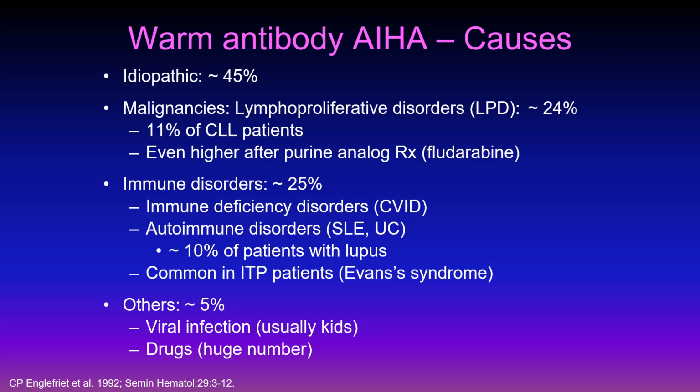It's also common in patients with ITP, who have both ITP, destruction of platelets, and destruction of red cells, called Evans syndrome. And there's a wide variety of other things here which are less common. These don't usually give chronic disease. Viral infections and drugs can cause lots of hemolysis. This is usually transient. So we're going to talk about the things that cause chronic warm antibody hemolysis. It's usually immune disorders, lymphoproliferative diseases, or we don't know.